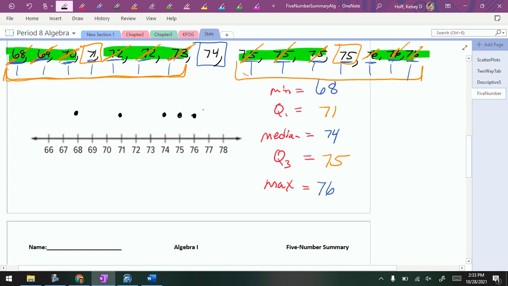The whiskers occur on the outside. So your min and your max, draw a whisker in. Then your inside 3 dots have a rectangle on them. And then slice it through that. Ooh, that's a terrible slice. Slice it through here.